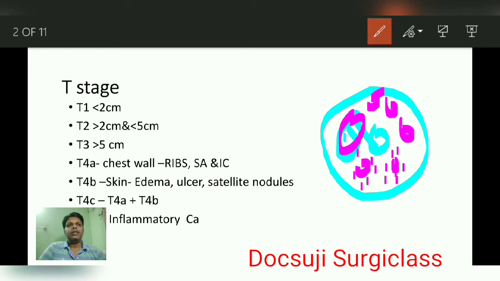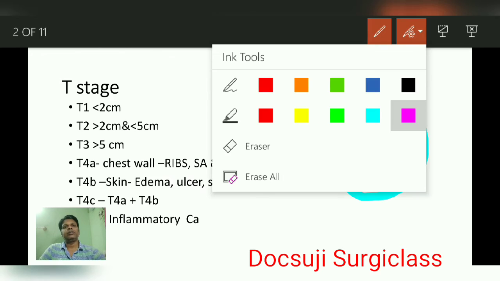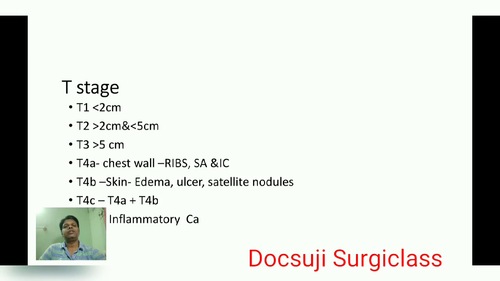Then T4C, which is nothing but a combination of A and B: both chest wall involvement as well as skin involvement is there, then you can call it T4C. And the last one, T4D, is inflammatory carcinoma. Inflammatory carcinoma is commonly present in pregnancy and lactation, and even though it is a carcinoma, it shows signs of inflammation like redness and tenderness. That is inflammatory carcinoma. Okay, that's all about the T stage.